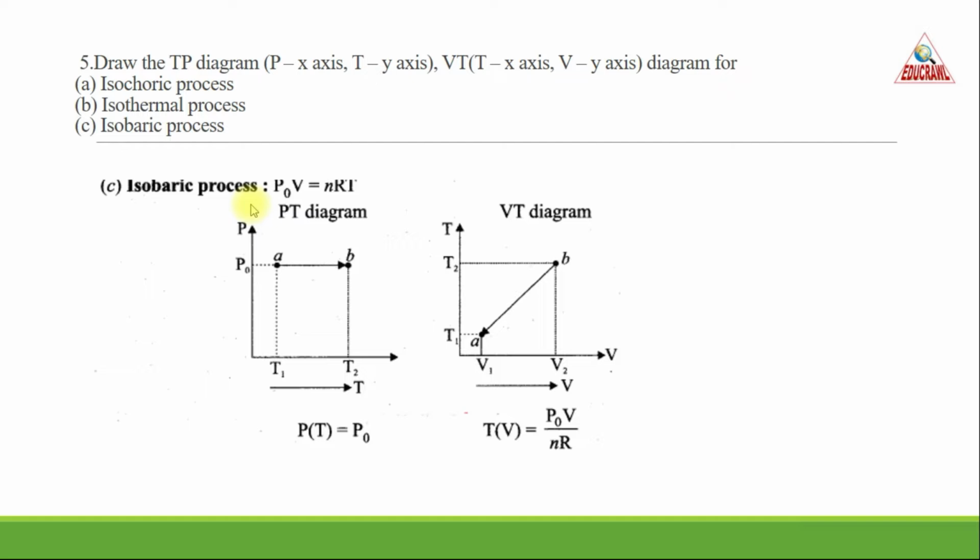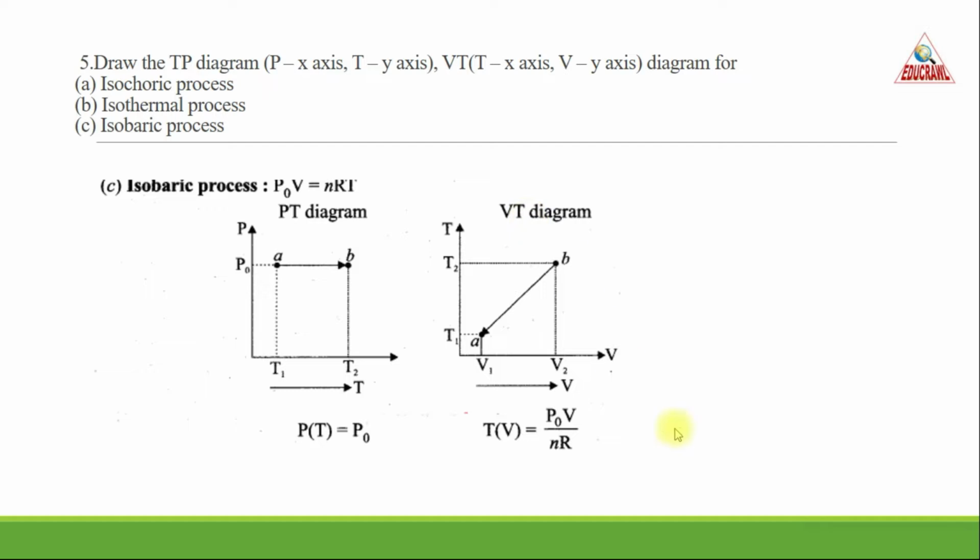Isobaric process, we know that the pressure will be a constant. So for a PT diagram where temperature is taken on the x-axis and pressure is taken on the y-axis, when the temperature is increasing, the pressure remains constant at P0. So the graph is a straight line parallel to the x-axis.